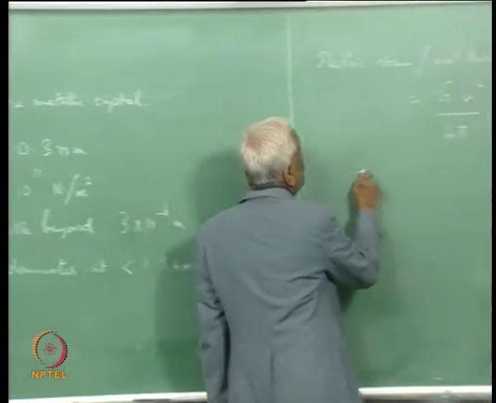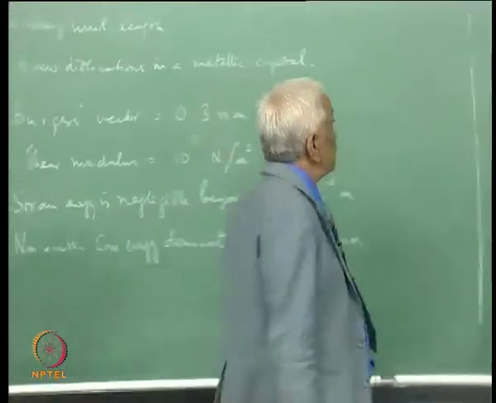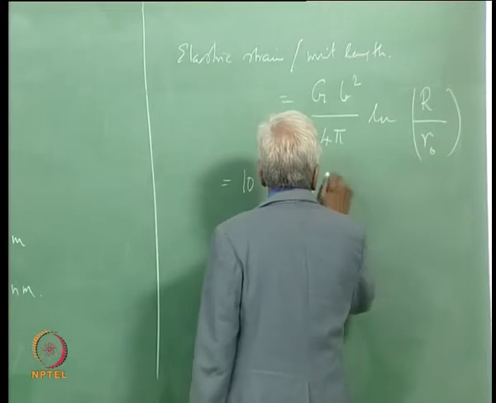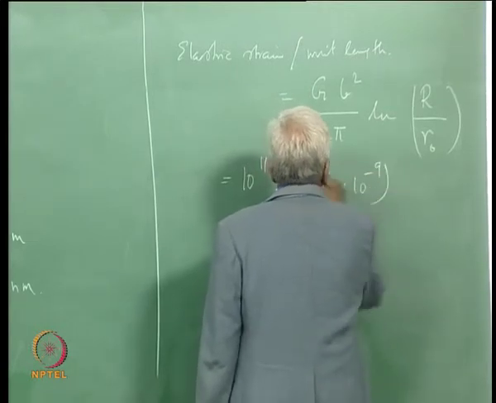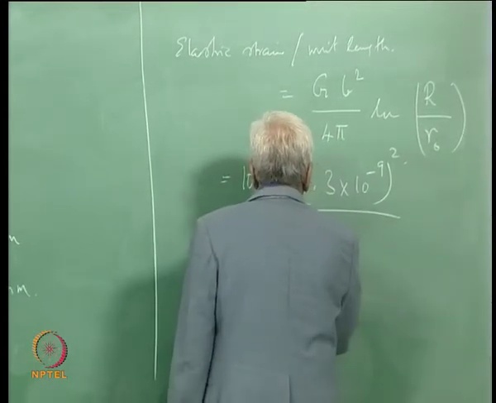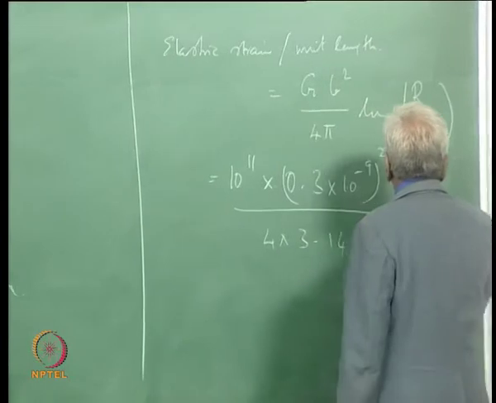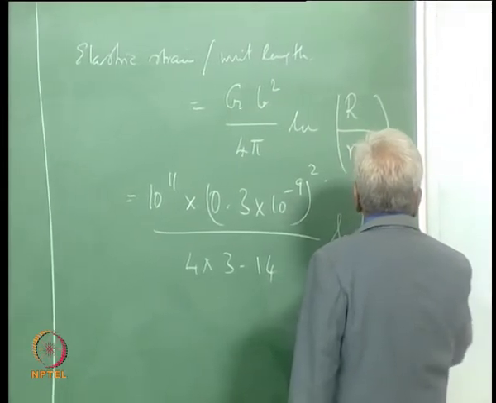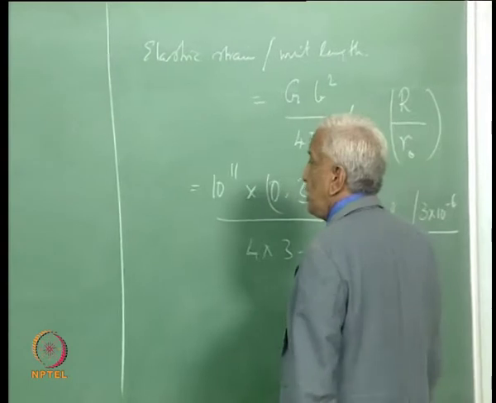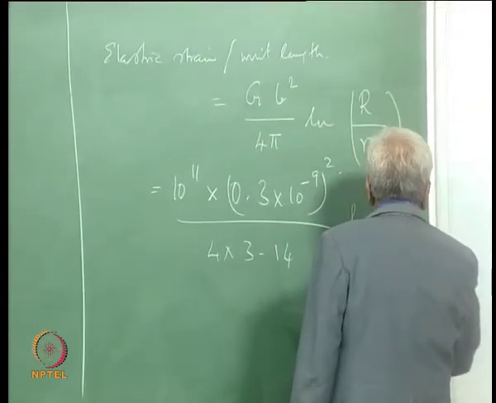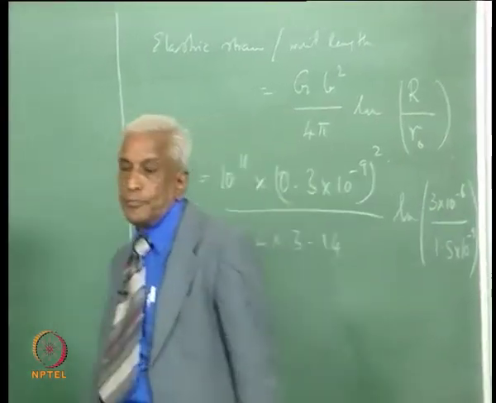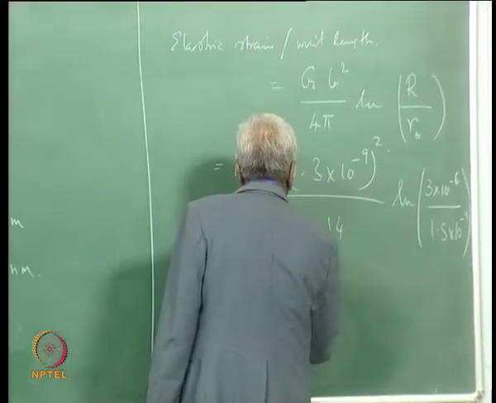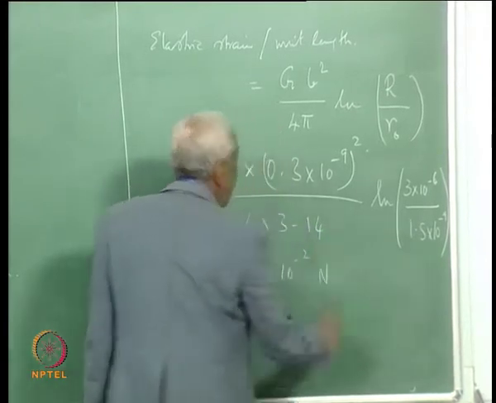So substituting these values, 10 to the power 11 into (0.3 into 10 to the minus 9) square by 4π, ln of R, which is 3 into 10 to the minus 6, by R0, which is 1.5 into 10 to the minus 9. So the calculation gives the result per meter.